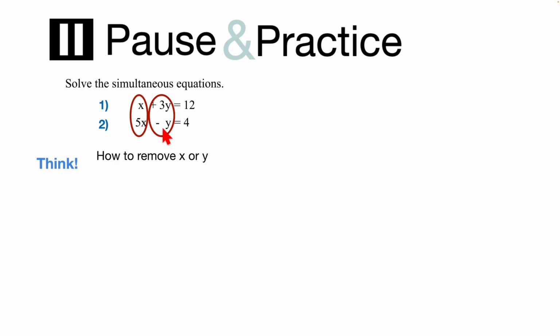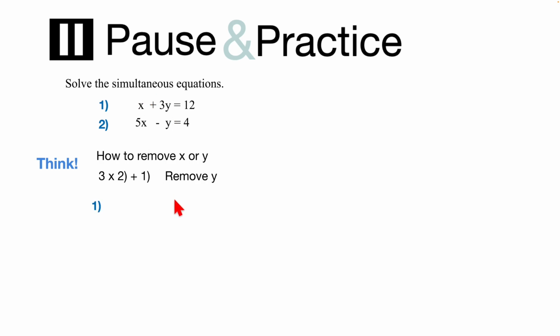But this is better. I've got a plus 3 and a minus 1. So I can multiply the bottom equation by 3, and then just add. And I prefer to add. So my thought for the day is 3 times the second equation, and then add it to the first. And that will remove the y.